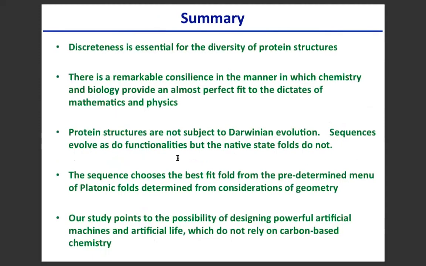In summary, there are 5 lessons that are learned from our studies. The first one is that discreteness is essential for the diversity of protein structures. Second is that there is a remarkable consilience in the manner in which chemistry and biology provide an almost perfect fit to the dictates of mathematics and physics.